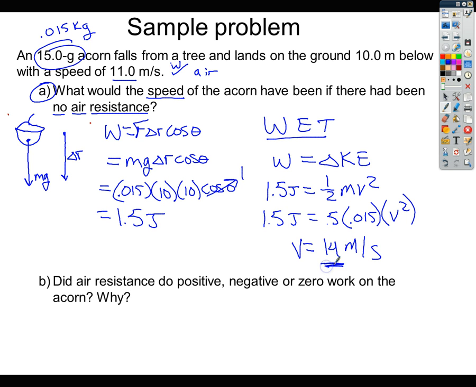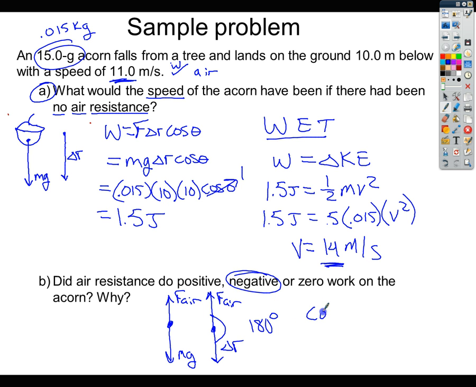So obviously the speed is higher without air resistance than it would be when you have air resistance. Did air resistance do positive, negative, or 0 work on the acorn? They want to know why. It does negative work, because we know going up is the force of air resistance, on the way down is weight, and this object is moving down. So if we draw the force of air resistance again and put in our delta r, we see that there is 180 degrees between the two, and the cosine of 180 degrees is negative. That's why our work is negative from air resistance itself.